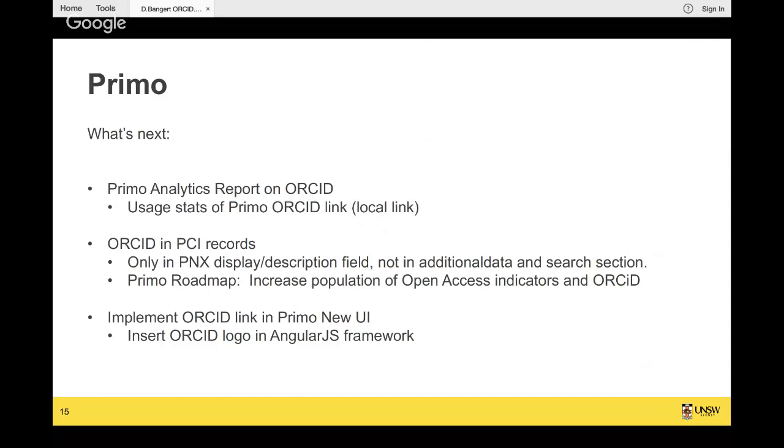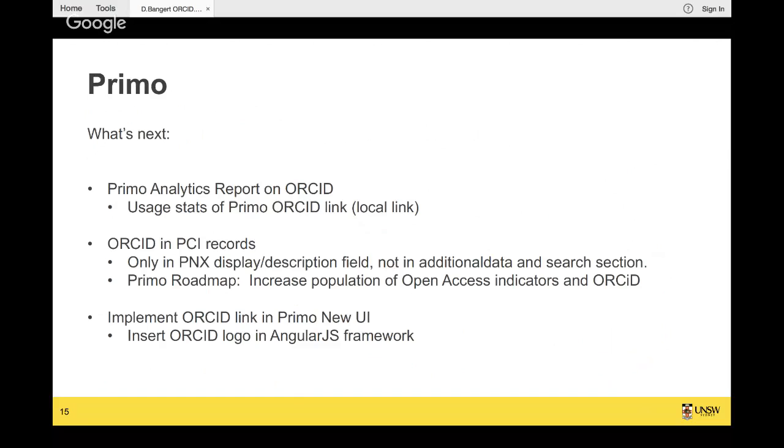Okay, having shown you what we have done in Primo, there are still some challenges for us. First is the Primo Analytics report on ORCID. As described earlier, we use the PNX local link field for the ORCID link, but the usage statistics for PNX local link are still missing in Primo Analytics. We have an active Salesforce case with exhibits on this issue, and as a workaround, we use Google Analytics and other reporting services to report on ORCID-related statistics, which Daniel will talk about in the next slides.